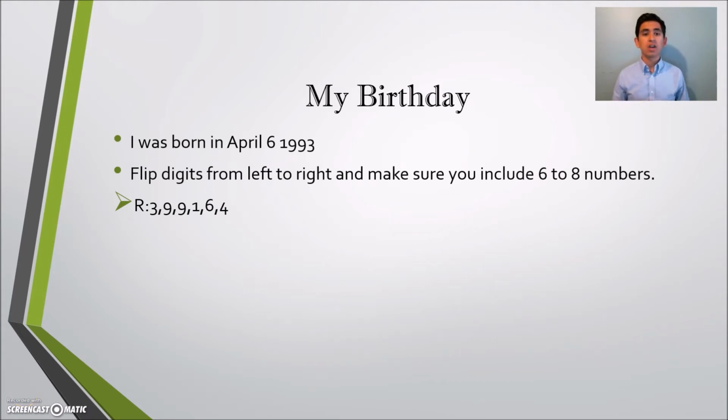Personally, my birthday was on April 6, 1993. The first thing we must do is flip the digits from left to right. Now, I was born in 1993. That was the year that I was born. So I must start first with the furthest to the left. There will be a 3, then a 9, another 9, and a 1. That should conclude the year I was born.